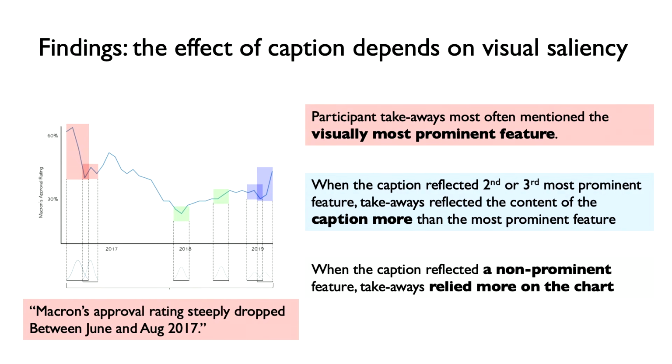So when the two aligned, people talked about the alignment, but when the caption was not aligning with the most salient features, it kind of won out. But when there was no alignment of the caption to the features at all, then the features won out. So we're seeing an interplay between the language and the visuals, and sometimes one is more dominant and sometimes the other, and it's very complex.